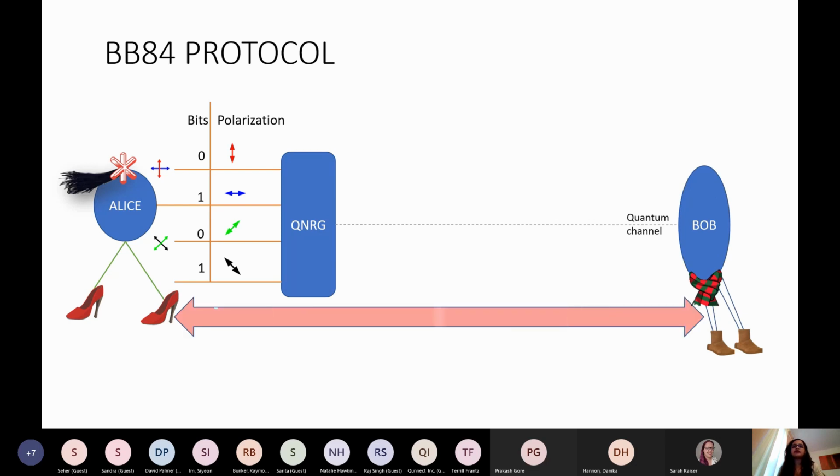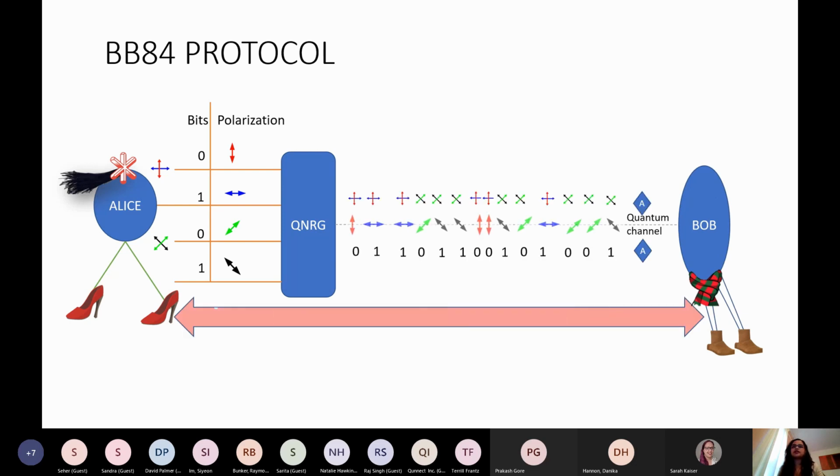I have a little infographic on the BB84 protocol. Now, I'm not going to go into the details of this because I don't think the time will permit that, but I want to tell you the basic building blocks of the protocol. What we do on the satellite is we're going to be putting quantum random number generators on the satellite so that they can create true random numbers.